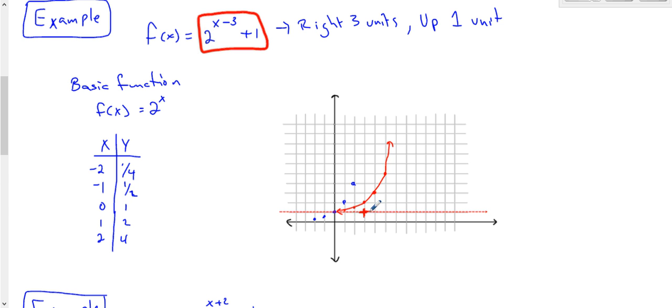So if I adjust my focal point according to the shifting over 3 and up 1, I can have that same pattern if I just move over from that new focal point by our x values. If I go left 2 units, I'm up a fourth. If I go left 1 unit, I'm up a half. If I stay at the focal point, I go up 1. Move right by 1 unit, I'm up 2. Move right 2 units, I'm up 4. So a couple ways to think about how to transform functions.